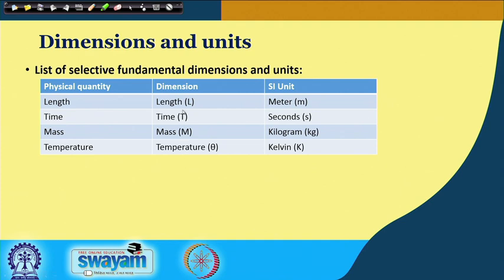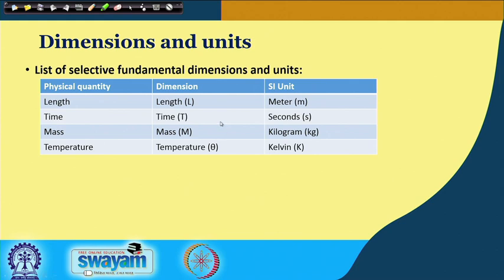So, here I list out some fundamental dimension and unit. For length, physical quantity is length, for which dimension is length, and SI unit is generally meter. Then we have time, physical quantity, dimension is time, and we have seconds. Then we have mass, then the dimension is mass, and we have kilograms, and temperature, then we have temperature as dimension and Kelvin. So, please do not confuse between the physical quantity and dimension. When we go to the derived quantity, you will see that this physical quantity and the dimensions will be different.